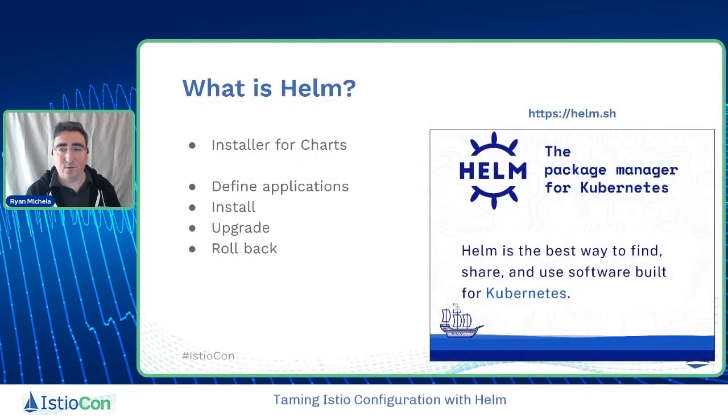So what does Helm do, according to Helm? The base unit of functionality in Helm is a Helm chart. Given a chart, we can perform basic management operations like installing, upgrading, and rolling back. That's what Helm says it does.